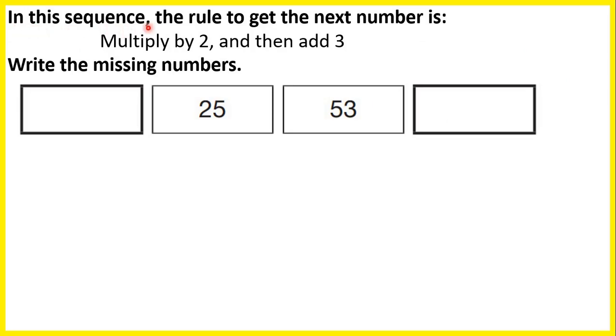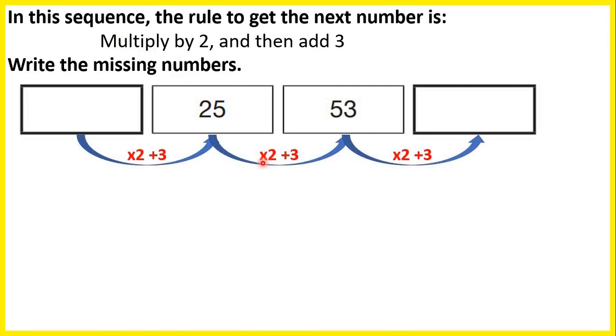In this sequence, the rule to get to the next number is multiply by 2 and then add 3. Write the missing numbers. So the rule is times 2 and then add 3. And we can see how this works because 25 times 2 is 50, plus 3 is 53.